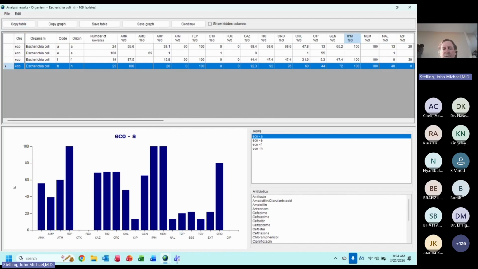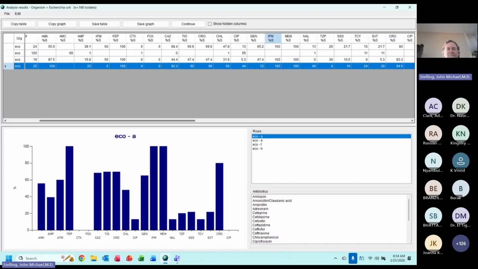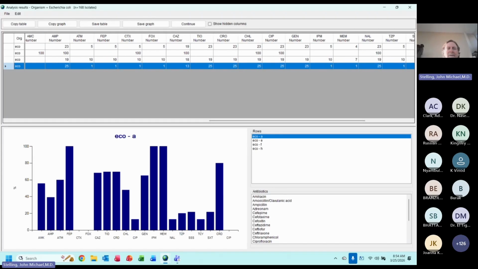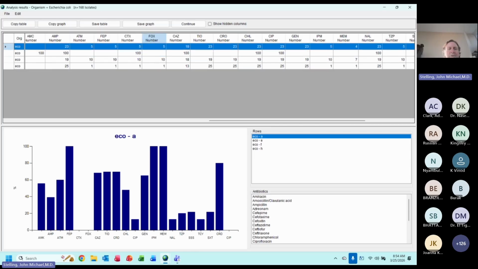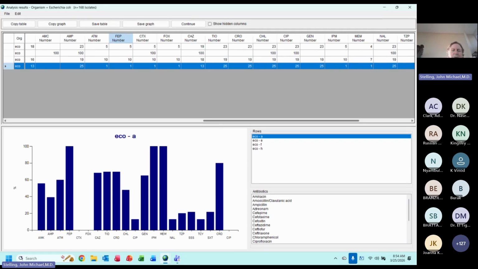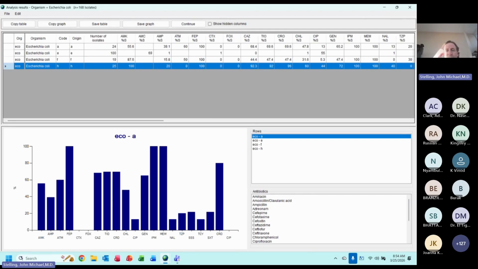There's nalidixic acid. I want to scroll over to the right. Here on the right, you see the denominators. You see cefoxitin was only tested 5 times. On this last one, cefepime was only tested once. So imipenem was only tested 5 times here. So keep in mind that these numbers on the left don't tell the full story. Some of these numbers only represent 1 or 2 isolates.